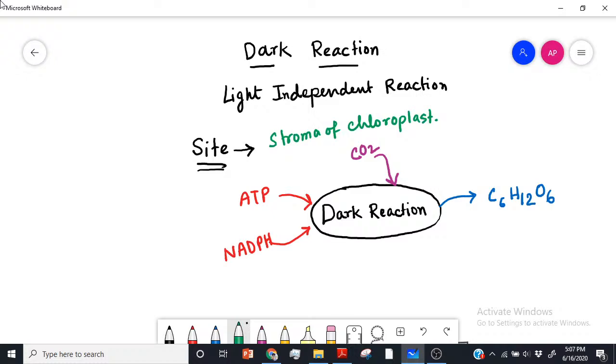Right. Now basically what happens in the dark reaction: we take in the high energy intermediates that are produced in the light reaction, that is ATP and NADPH, and the carbon dioxide that is taken in from the atmosphere. The carbon dioxide is reduced into what? C6H12O6. Now C6H12O6 can be so many other things. It can be galactose, it can be fructose, and so many things, but in case of photosynthesis, it is particularly glucose, right?